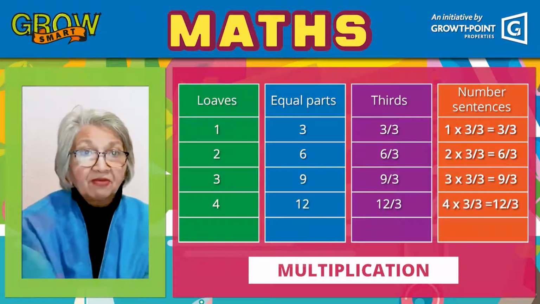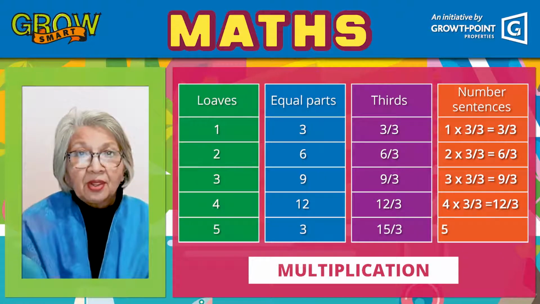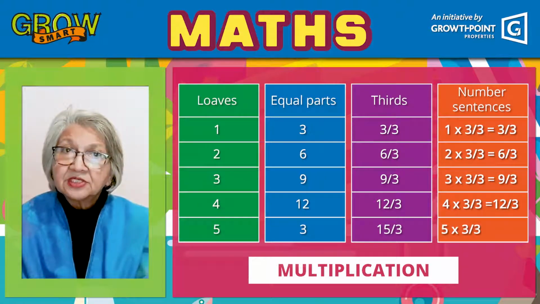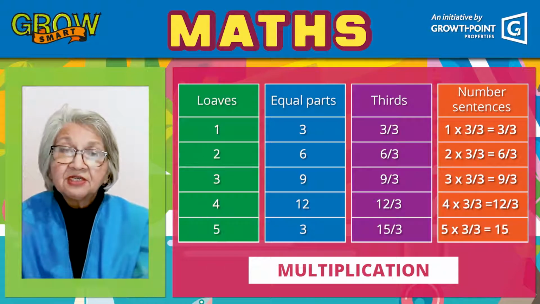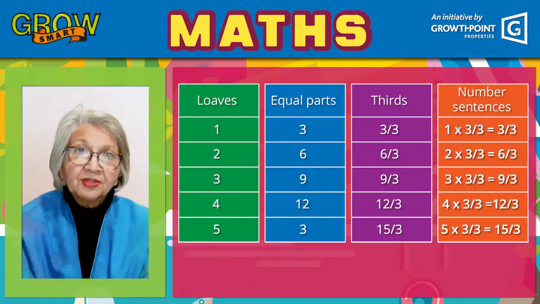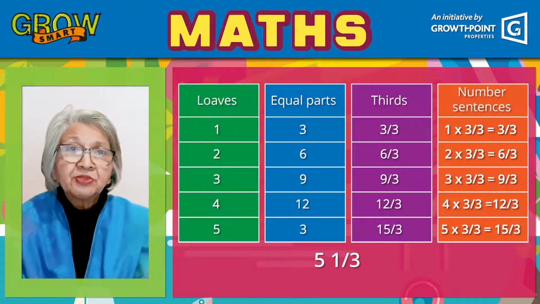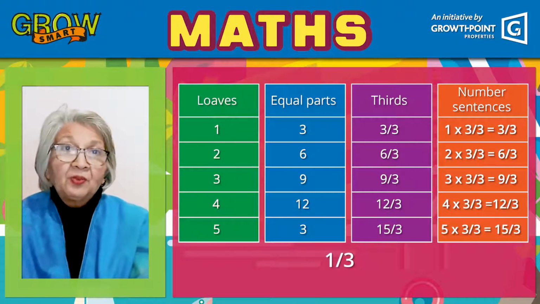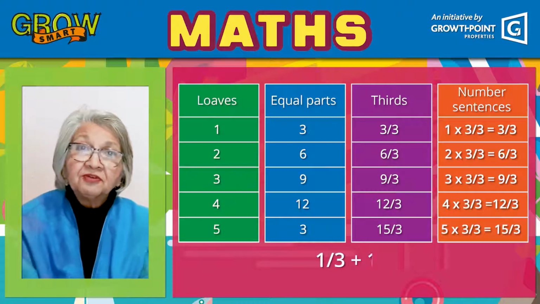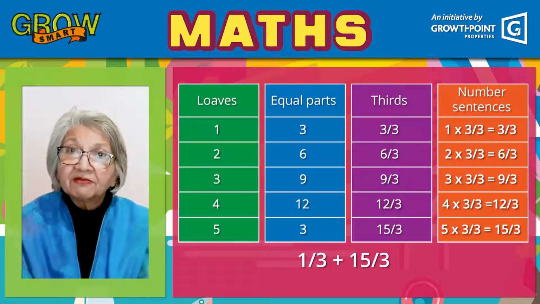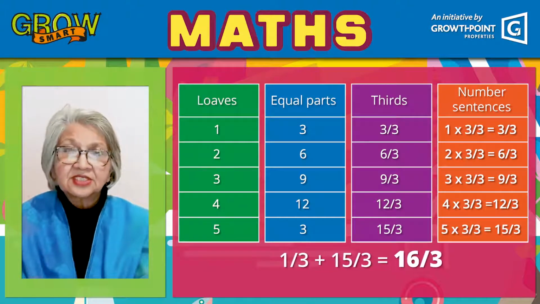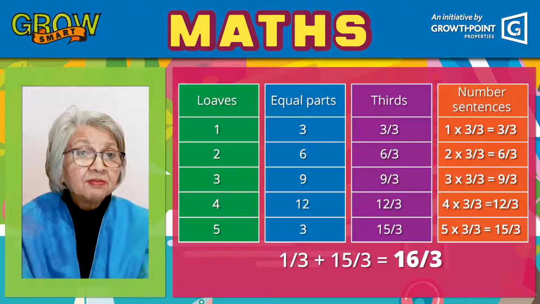So, if we have 5 loaves of bread, we multiply by 3/3, we will have 15/3. But the question is asking for 5 1/3. So what must we do with the extra third? Well, we simply add it to the 15/3 and now we have 16/3.